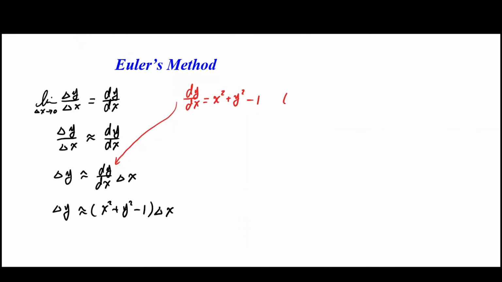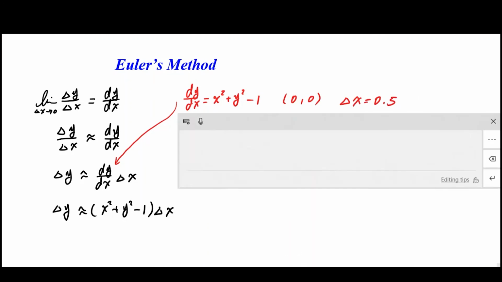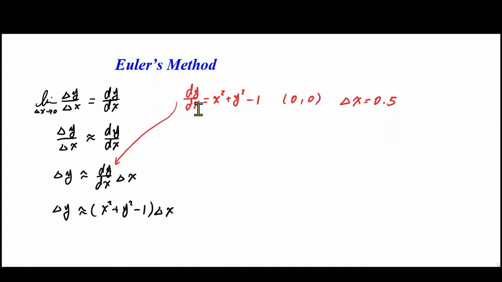Now say the initial condition is still 0, 0. The problem also gives you the step size. Let's say it's 0.5. Once you have this, we use this formula right here to calculate delta y. Okay, let's see how that can be done. So we start with an x y table like that, and we start with 0, 0 because our initial condition here is 0, 0.